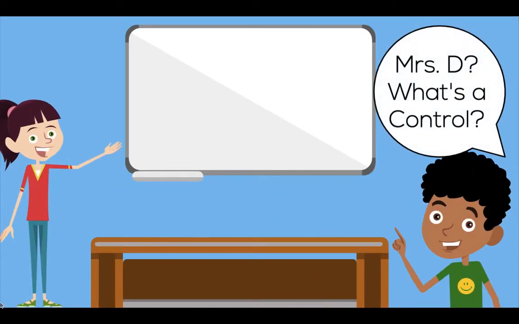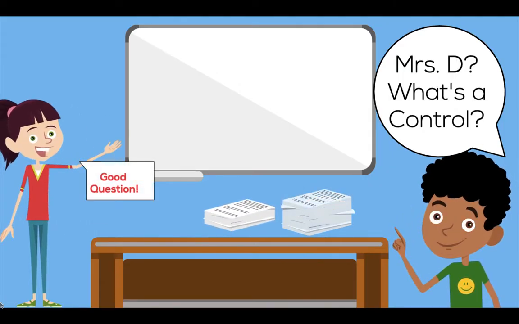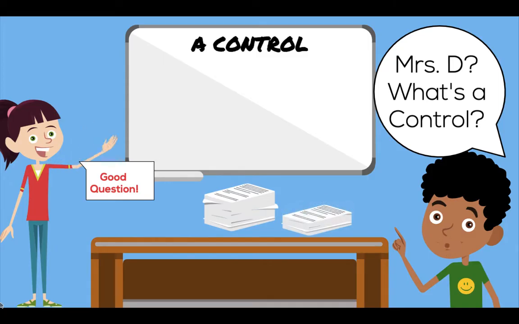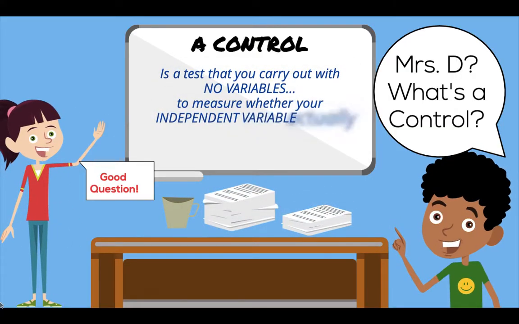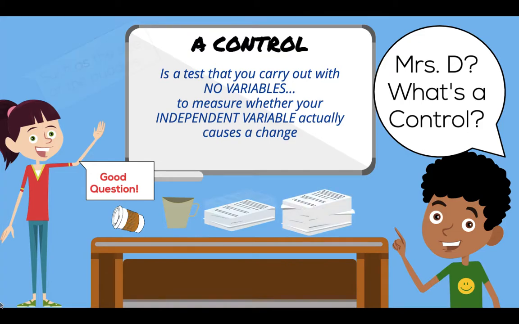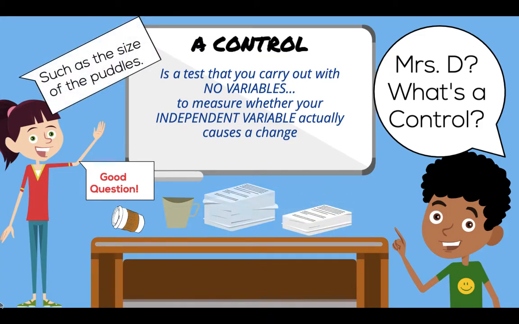Miss D, what's a control? Good question. A control is a test that you carry out with no variables to measure whether your independent variable actually causes the change, such as the size of the puddles.